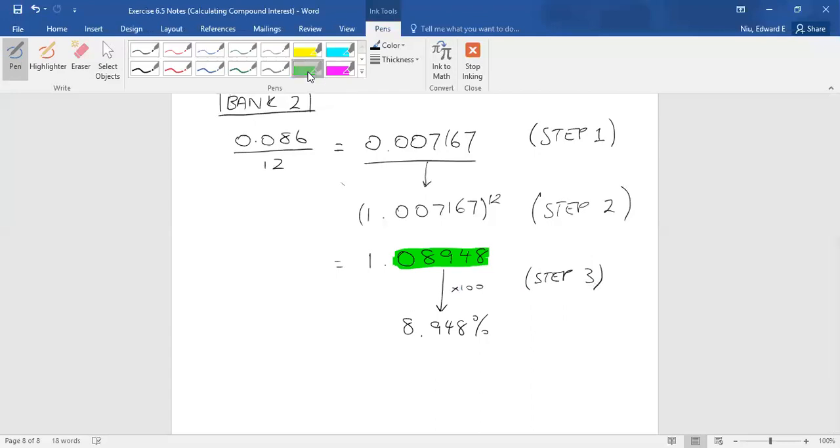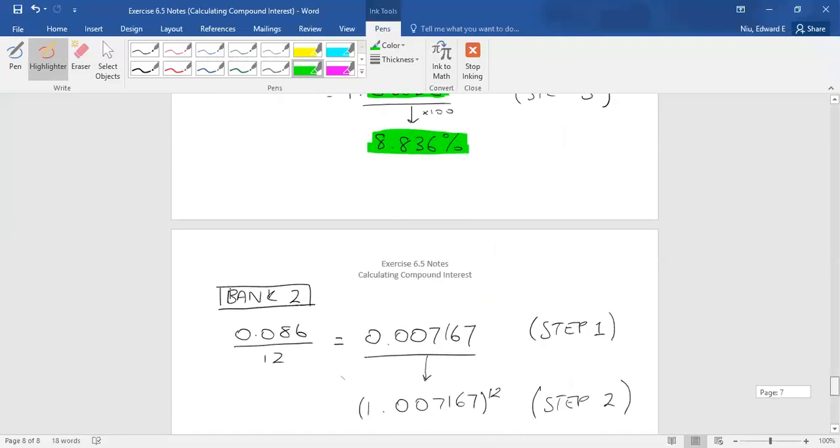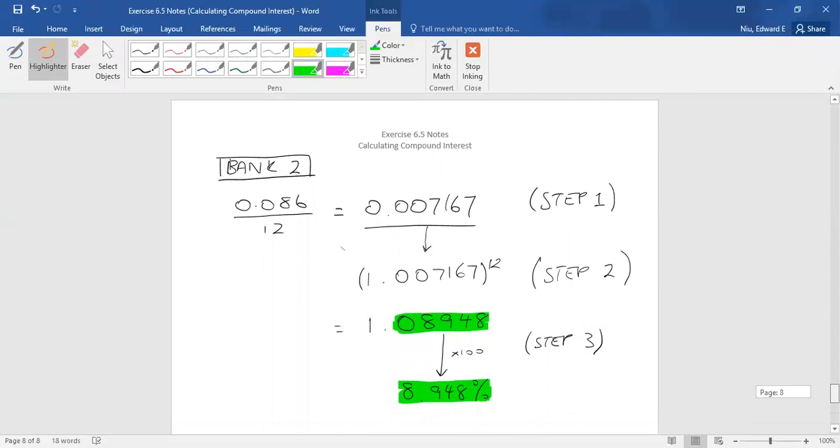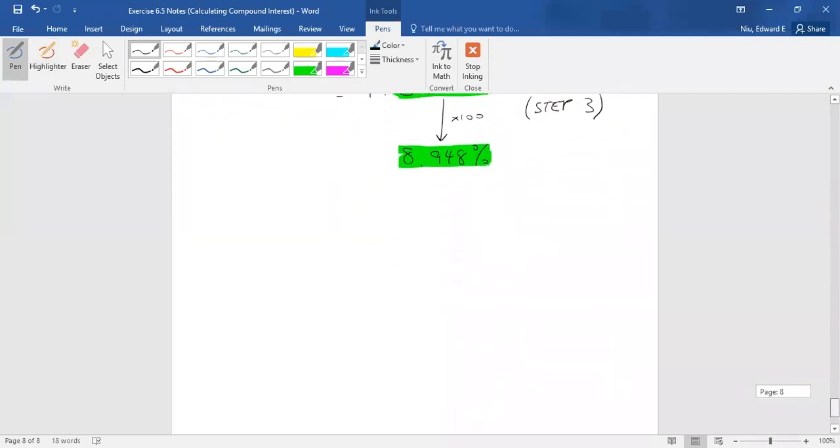So which one's got the upper edge so far, bank 1 or bank 2? Bank 1 had 8.836. Bank 2 had 8.948. So right now, bank 2 is the better choice so far. And so finally, we've got one last bank to check through to find the effective interest rate, and that's bank 3.